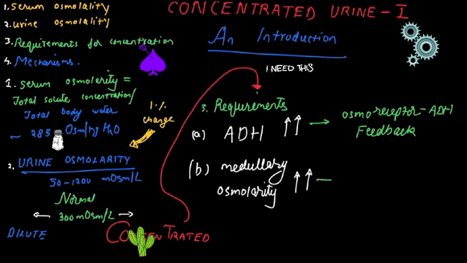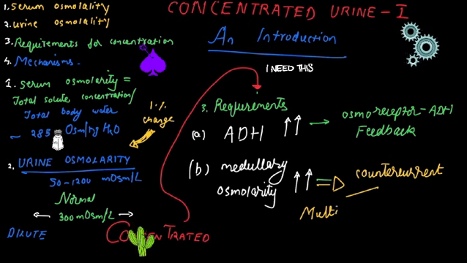This ADH is provided by the osmoreceptor ADH feedback. The osmoreceptor ADH feedback tightly regulates it. So when the osmolarity increases, there is increase in ADH. When the osmolarity decreases, there is decrease in ADH.